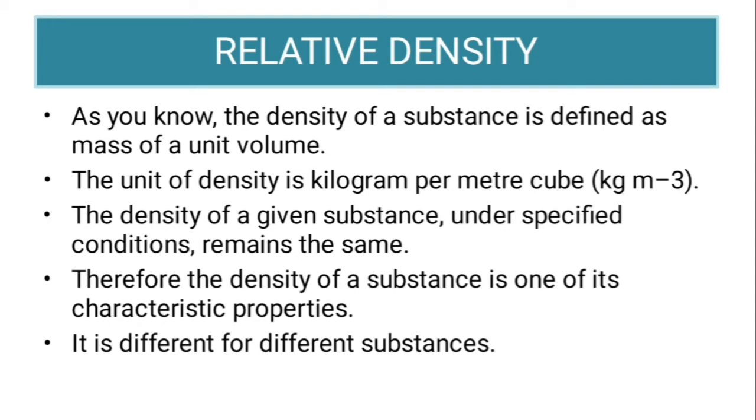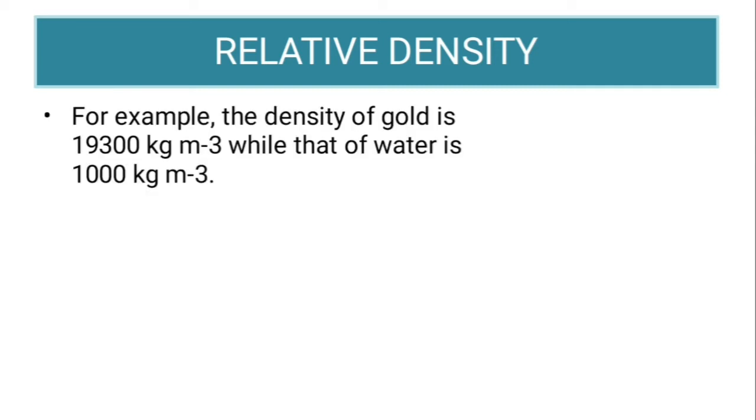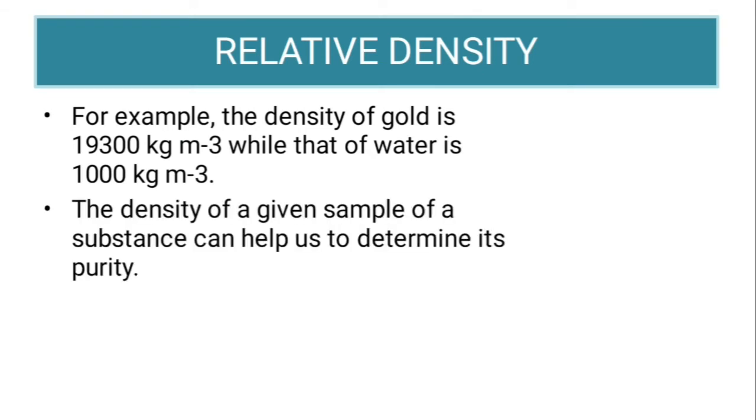For example, if I take water and oil, then oil density is less than that of the water, so you will find that oil floats on the water. Now there is an example, the density of the gold. What is the density of the gold? The density of the gold is around 19,300 kg per meter cube, while that of the water is 1000 kg per meter cube. The density of the given sample of the substance can help us to determine its purity.